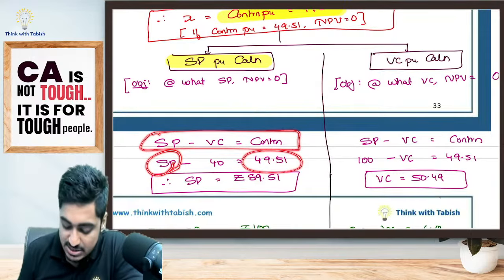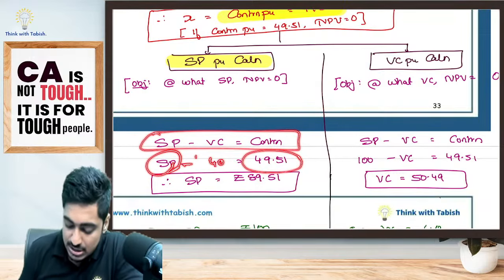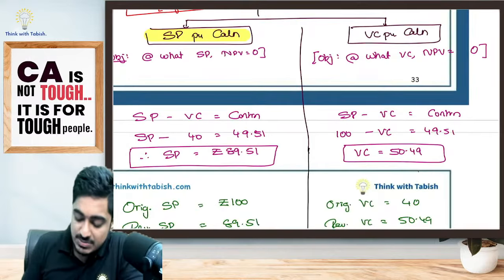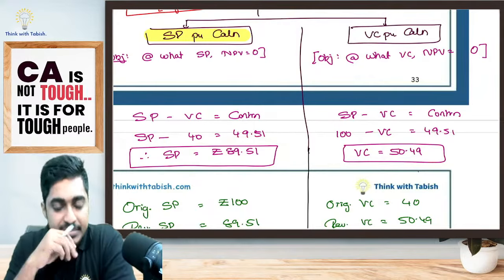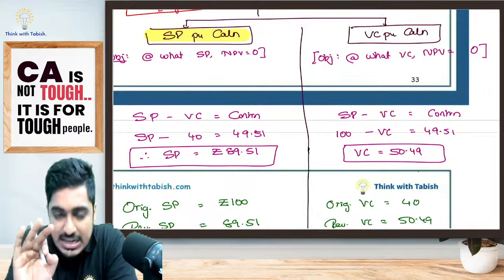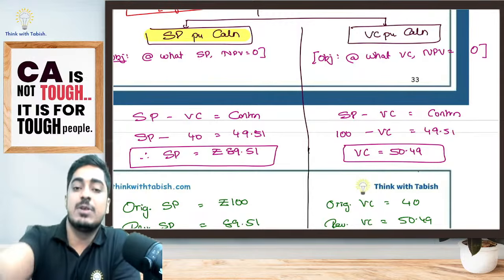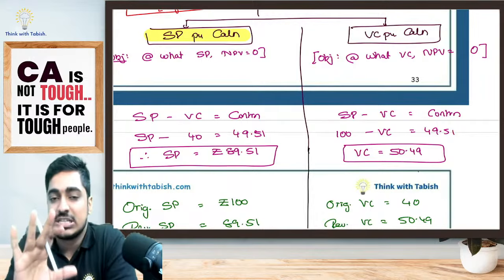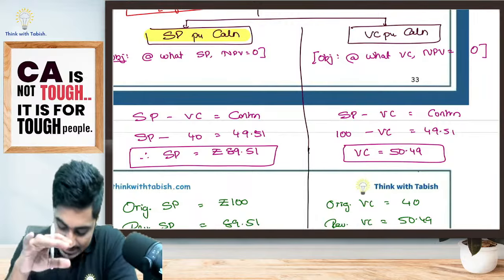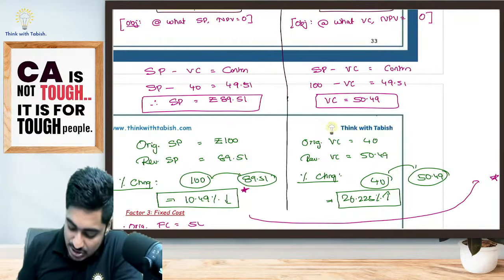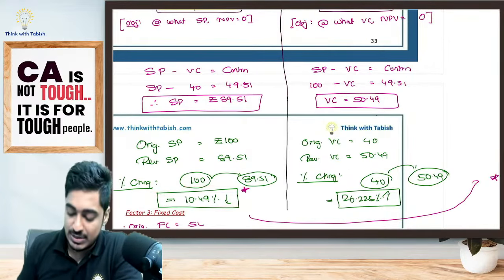Yes, that means this can change. What is my variable cost? 40. So take it to the other side. Selling price becomes 89.5. That means right now selling price is 100. Even if it becomes 89.51, project is still okay. NPV becomes 0. Is this clear, everyone? Yes, that means how much percentage selling price will change, that you can calculate.